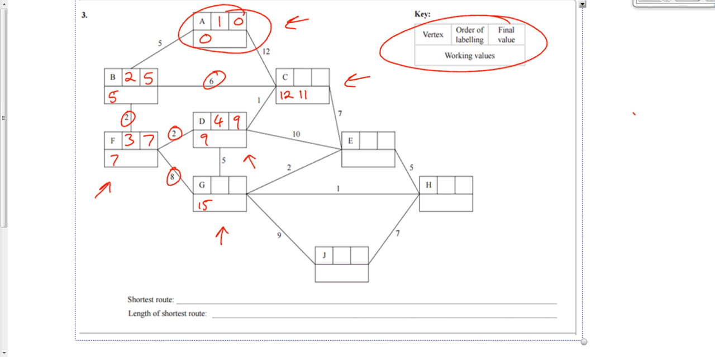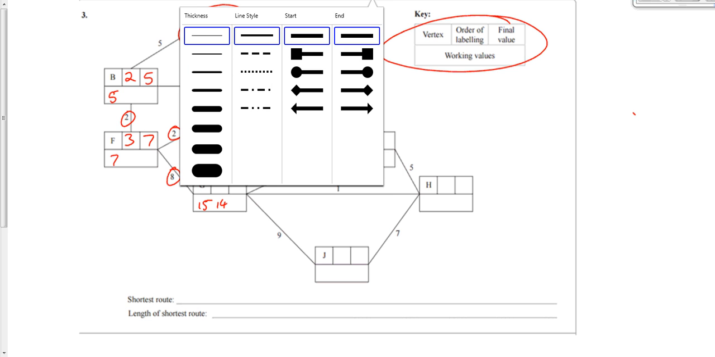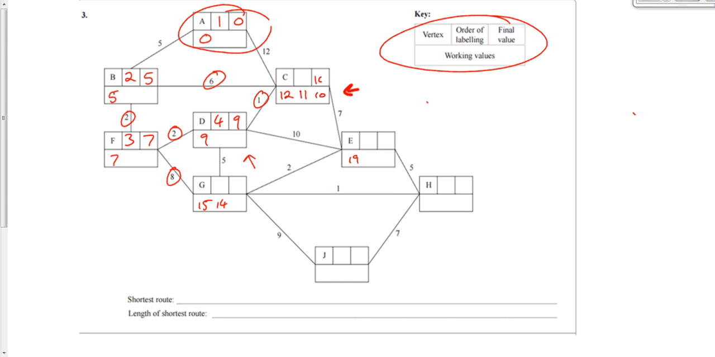And now we do everything that's coming off D. So 9 plus 1 equals 10. 9 plus 10 equals 19. And 9 plus 5 equals 14. We've now got 3 that are temporary, and that's G, C, and E. And this one is the smallest. So we make that permanent now. And that's our fifth one.